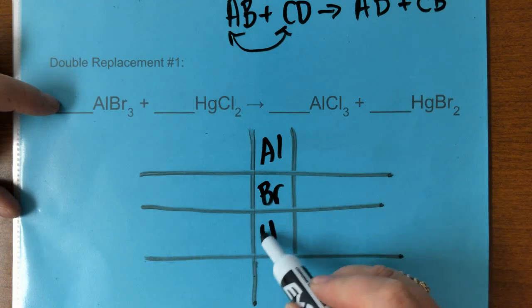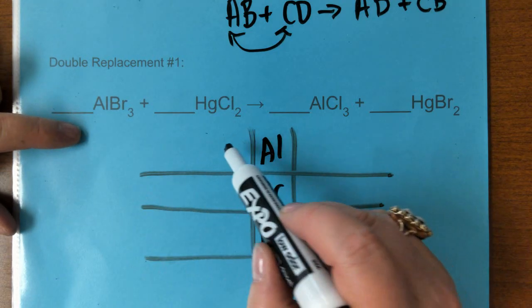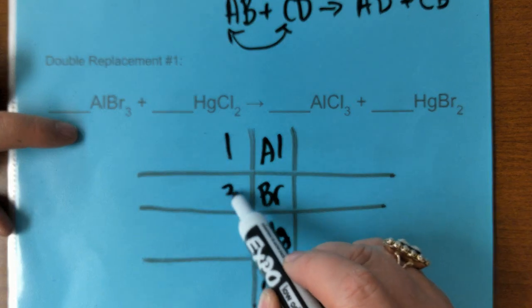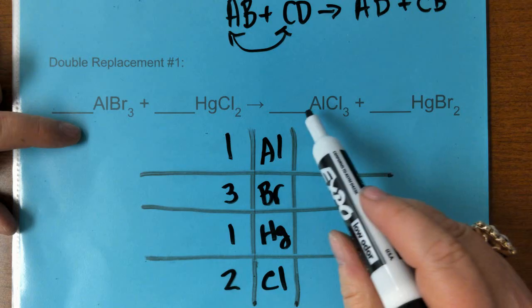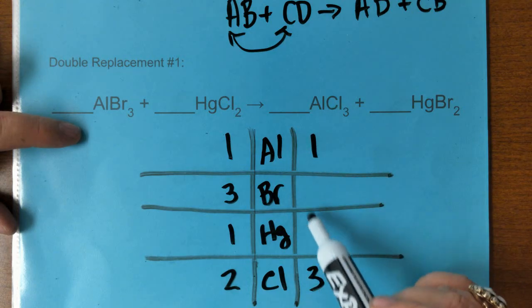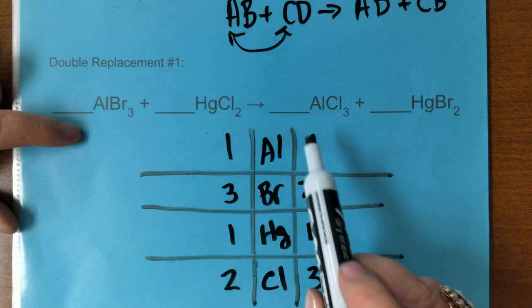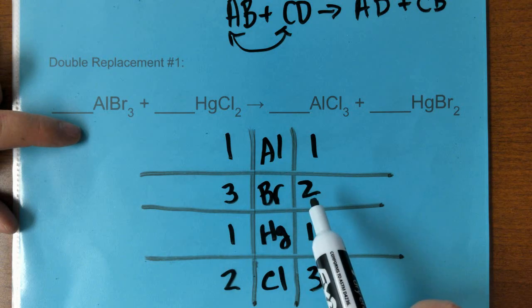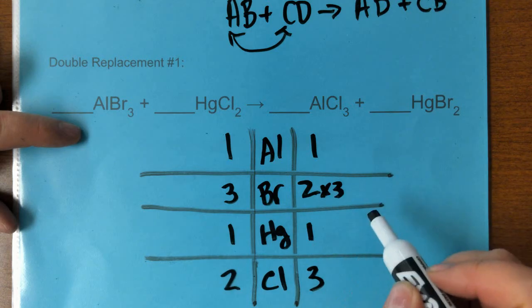I'm going to write all of my elements down the middle and keep track of them on both sides. So on the reactant side, I have 1 aluminum, 3 bromine, 1 mercury, 2 chlorine. On this side, I have 1 aluminum, 3 chlorine, 1 mercury, and 2 bromine. So I'm going to jump down to bromine. The first common product of 2 and 3 is 6. So I'm going to multiply this side by 3.